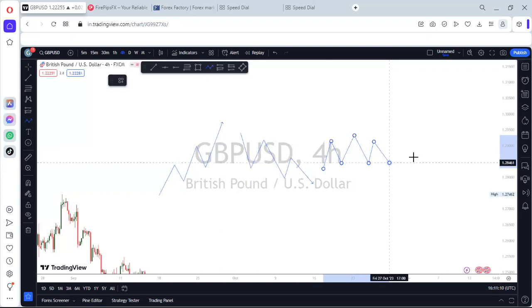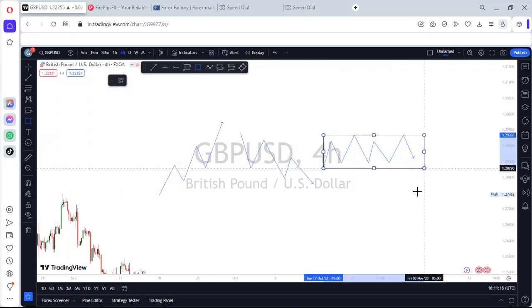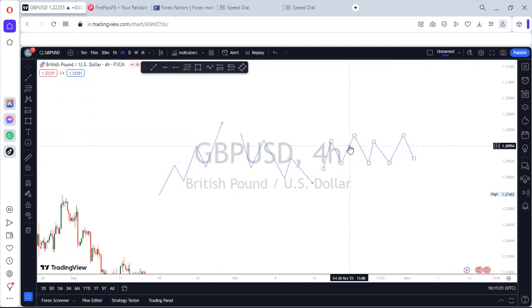So in this case, the market has no actual direction. So we only trade Fibonacci. Fibonacci works with a trending market. So I want you to put that down.